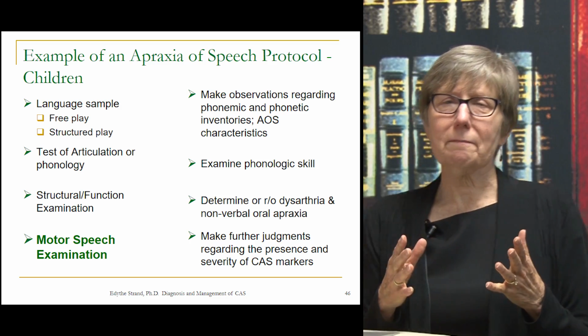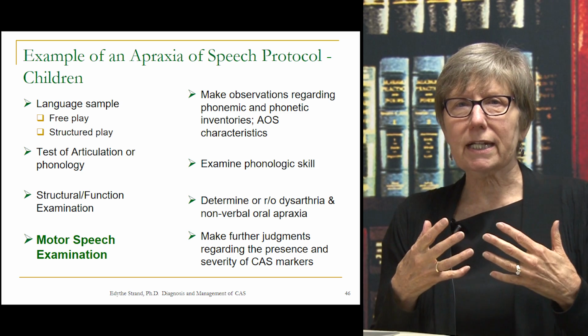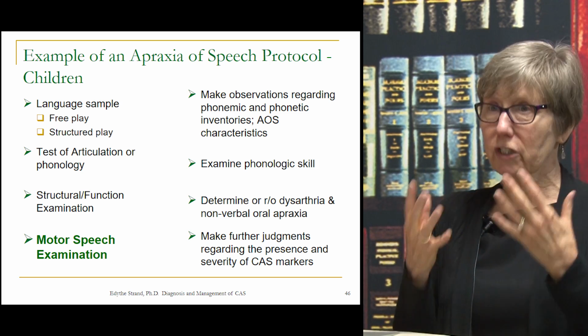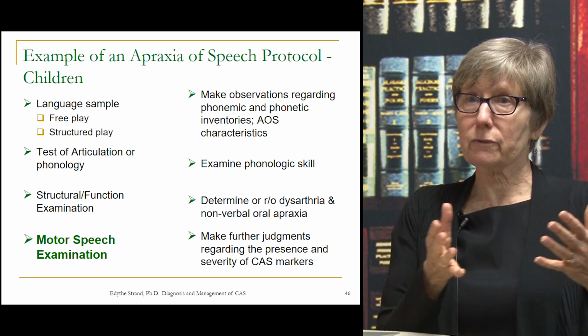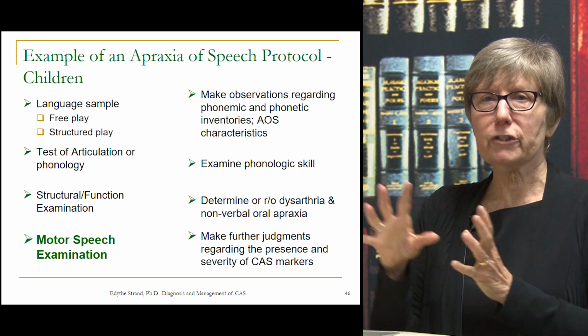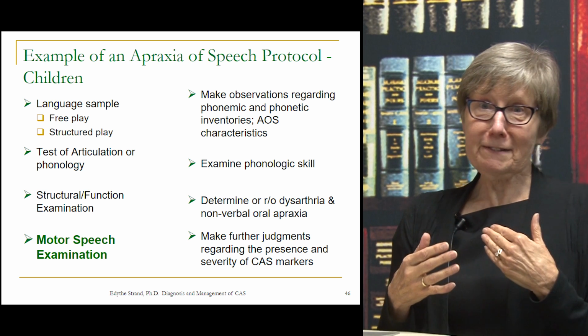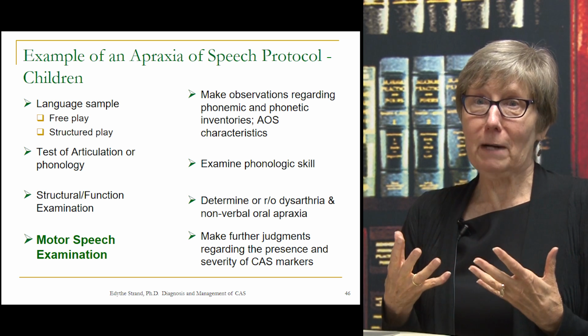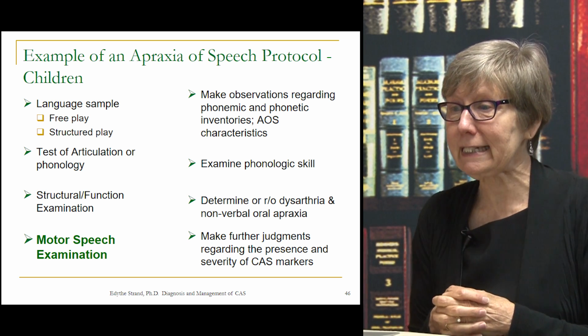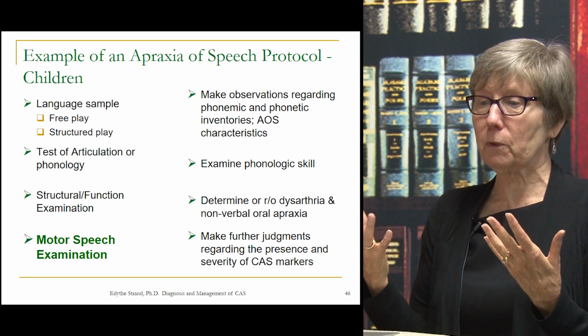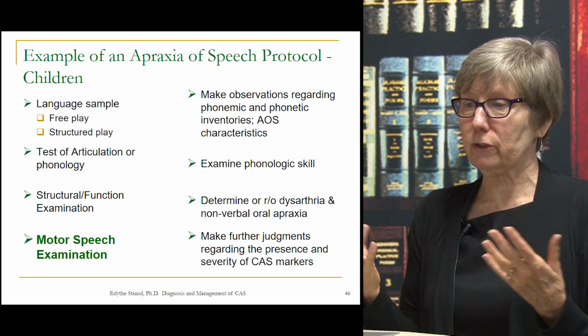So we've been talking about characteristics of CAS and how to distinguish kids that have childhood apraxia from kids who have more phonologic impairment and children that have dysarthria. Let's talk more and specifically now about how we might do that. And this slide shows you an example of an apraxia of speech protocol that you might use for children.